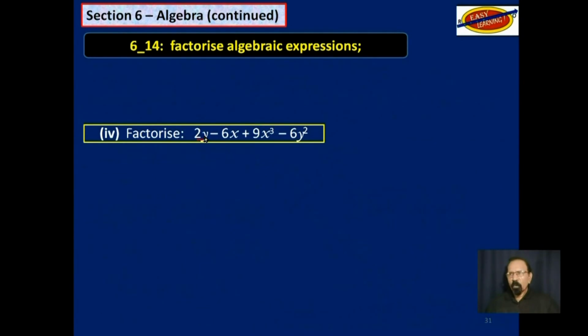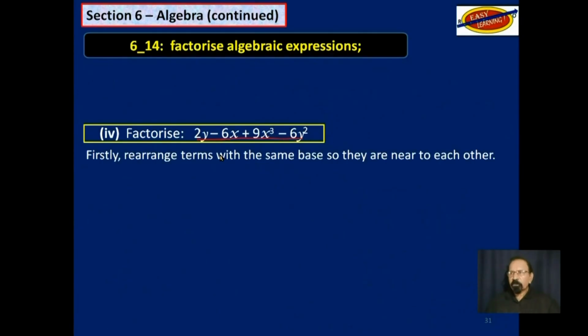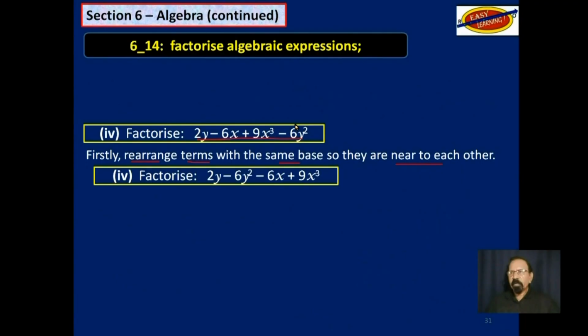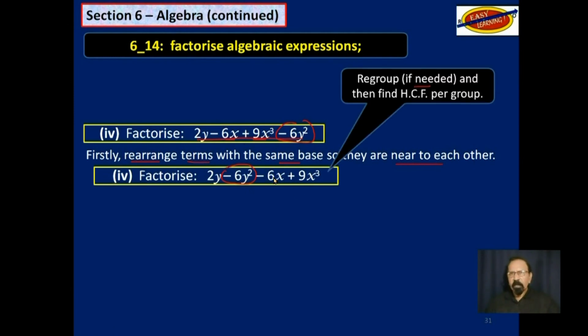Factorize 2y minus 6x plus 9x cubed minus 6y squared. Now first, we will rearrange terms with the same base so they are near to each other. So we take that negative 6y squared and bring it close to that 2y. And that leaves the 6x and the 9x. Now we regroup if needed, as I just did, and then we find the HCF per group, the highest common factor. Let me expand this so we could see what is happening.